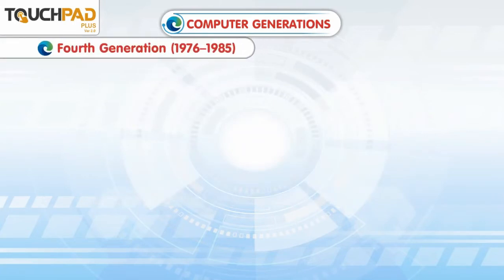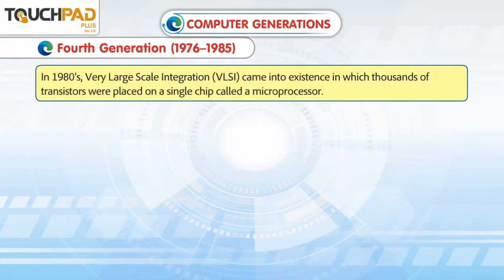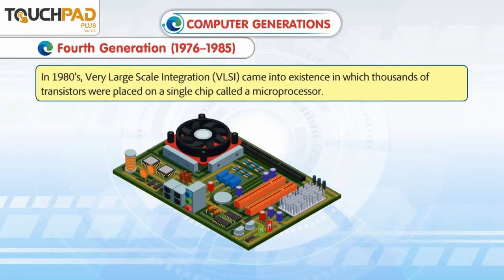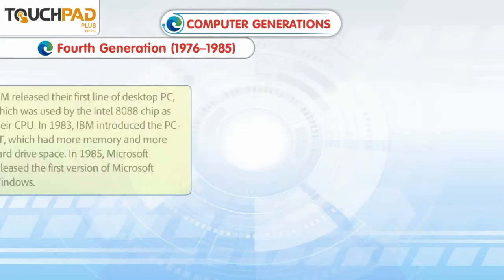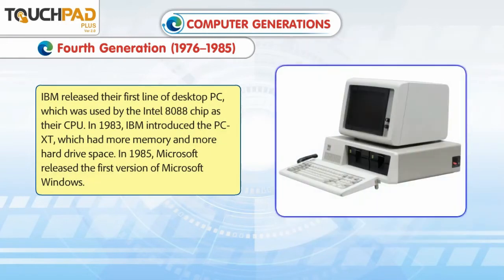Fourth generation, 1976 to 1985. In the 1980s, Very Large-Scale Integration, VLSI, came into existence, in which thousands of transistors were placed on a single chip called a microprocessor. IBM released their first line of desktop PC, which used the Intel 8088 chip as their CPU. In 1983, IBM introduced the PC XT, which had more memory and more hard drive space.